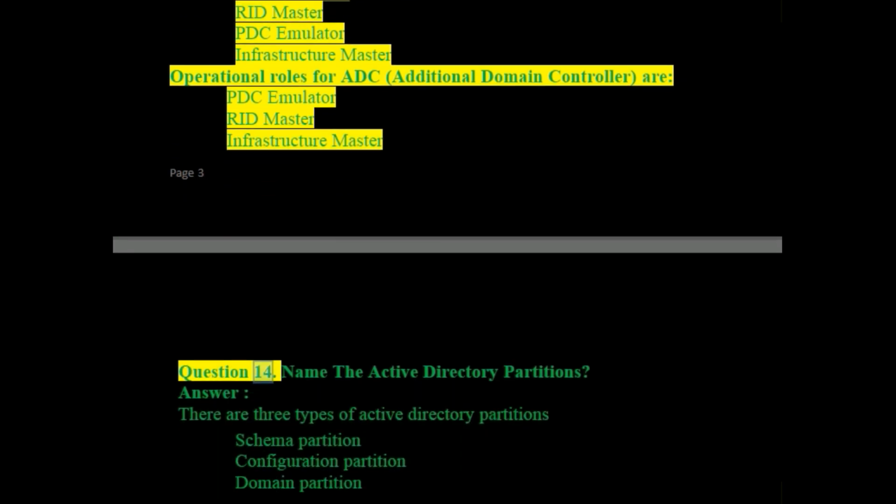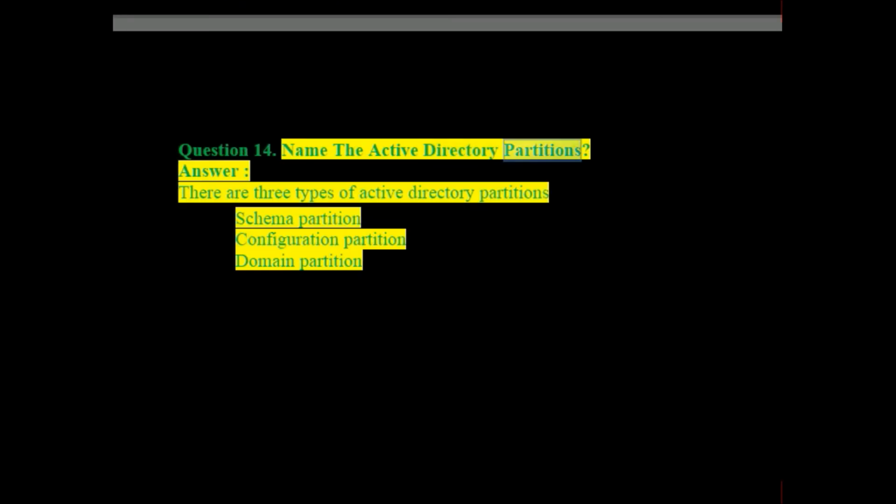Question 14. Name the Active Directory partitions. Answer: There are three types of Active Directory partition: schema partition, configuration partition, and domain partition.